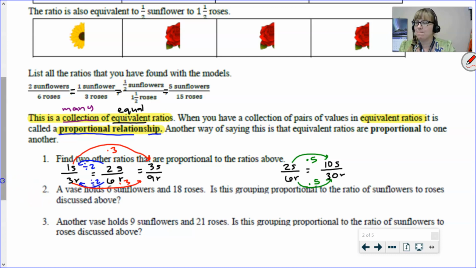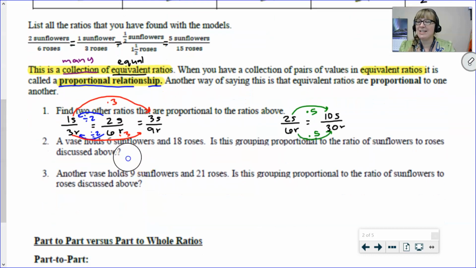Let's look at number 2. A vase holds 6 sunflowers and 18 roses. Is this grouping proportional to the ratio of sunflowers to roses, like we saw above? So again, let's take a look at that original ratio, 2 sunflowers and 6 roses. We want to know, because I'm asking the question, so I'm putting an equal sign with the question mark. Is this equal to 6 sunflowers and 18 roses?